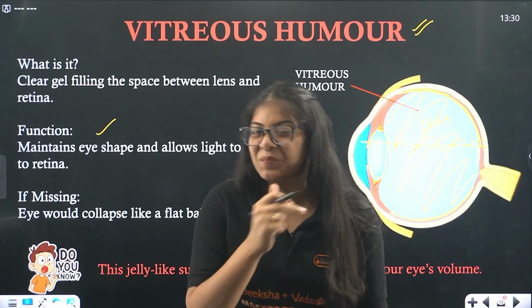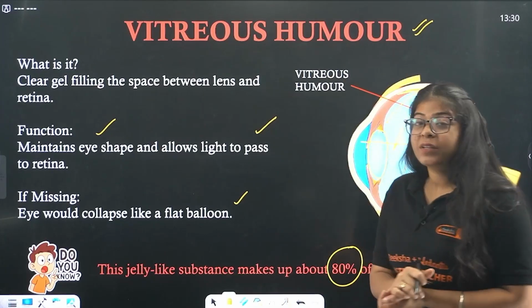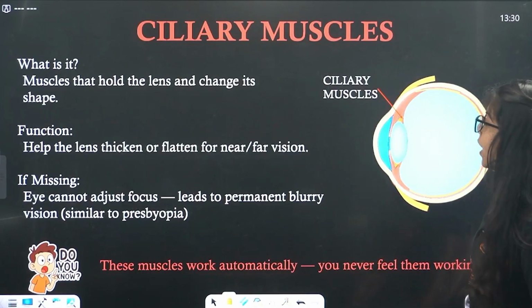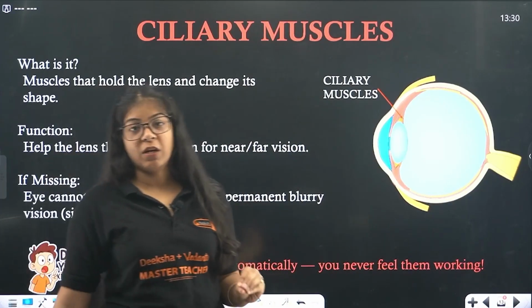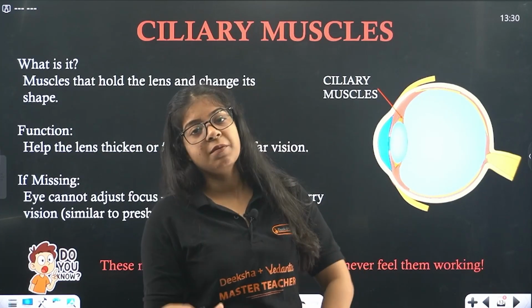That is interesting, right? Great. So that is our vitreous humor. Moving on, beta. Next is your ciliary muscles. Now from this, lots of questions will come. Ciliary muscles do what? Ciliary muscles do this.